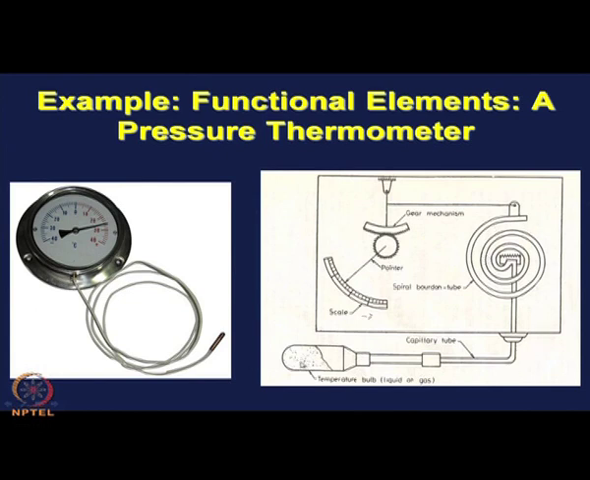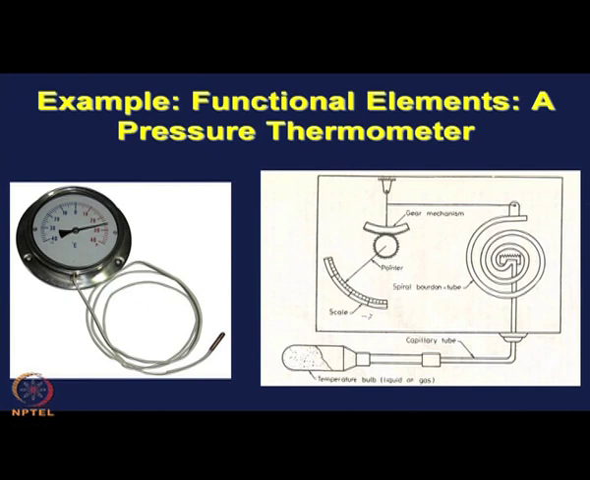Now, this entire part, the bulb, the capillary tube and the inside of the spiral Bourdon tube, is filled with a liquid called filling liquid. In certain applications, it can also be filled with gas. Now, this bulb is put into the medium whose temperature I want to measure. So, the bulb receives thermal energy from the medium and the filling liquid inside the bulb expands.